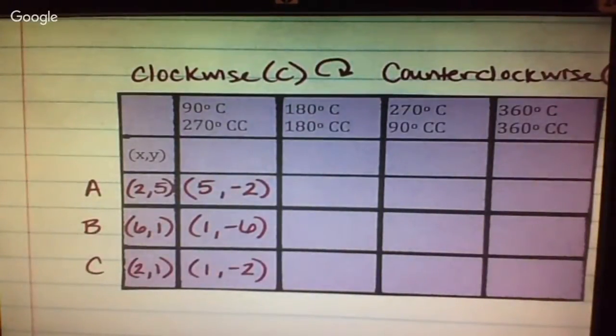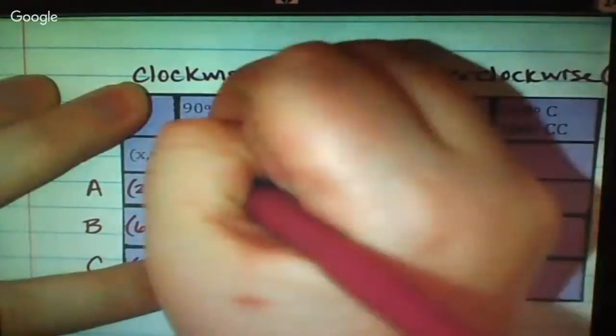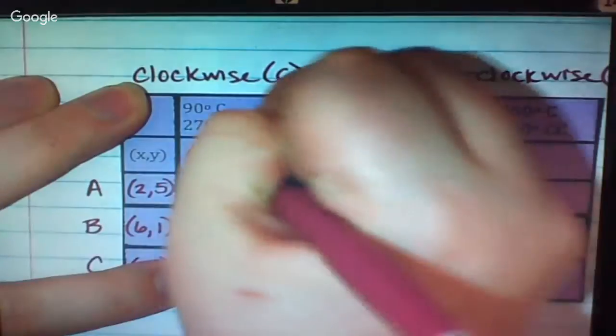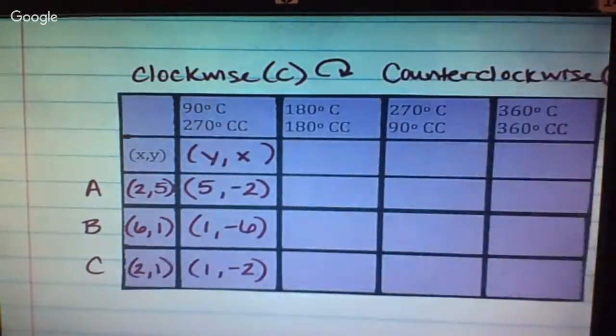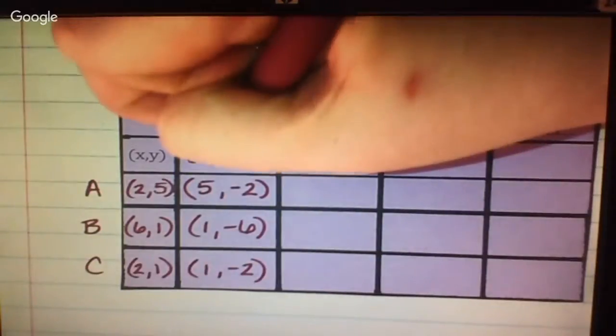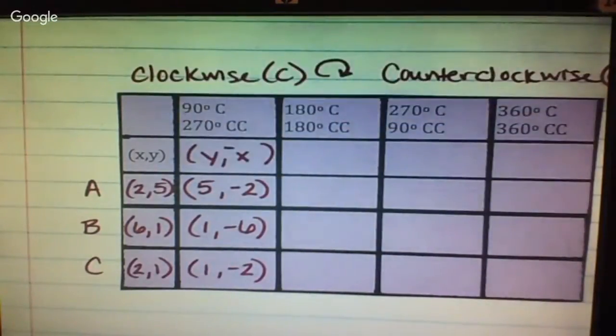So, what happened to the numbers of my original point? They switched. So, we are now y first, x second. And because I'm in quadrant 4, this second number is a negative.